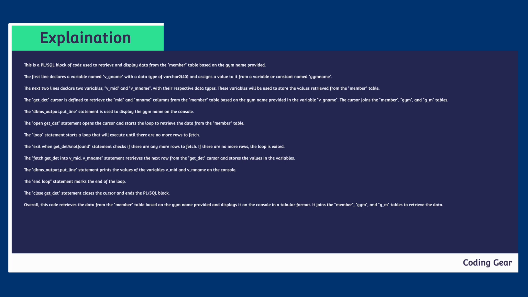The fetch get_det into v_mid, v_monum statement retrieves the next row from the get_det cursor and stores the values in the variables. The dbms_output.put_line statement prints the values of the variables v_mid and v_monum on the console. Overall, this code retrieves the data from the member table based on the gym name provided and displays it on the console in a tabular format. It joins the member, gym, and g_m tables to retrieve the data.